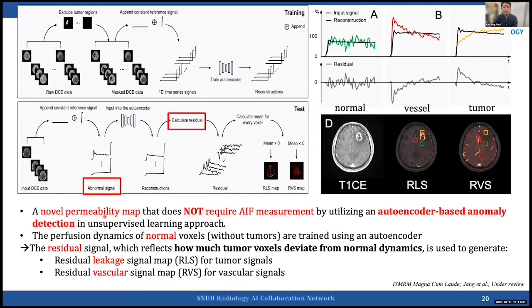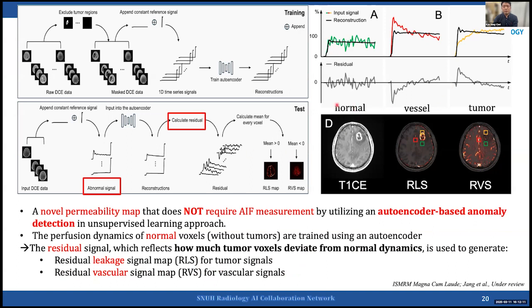So we propose a novel permeability map that does not require AIF measurement by utilizing autoencoder-based anomaly detection in an unsupervised learning manner. The perfusion dynamics of normal voxels are trained using an autoencoder, and when abnormal signals come in, the residual signals, which reflect how much tumor voxels deviate from normal dynamics, are used to generate residual leakage signal maps, or RLS, for tumor signals, and residual vascular signal maps, or RVS, for vascular signals.